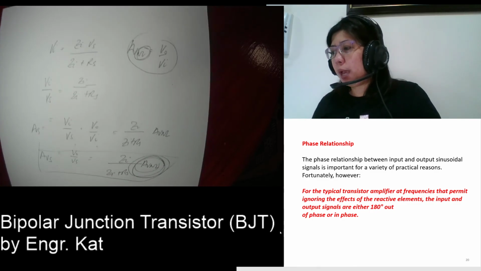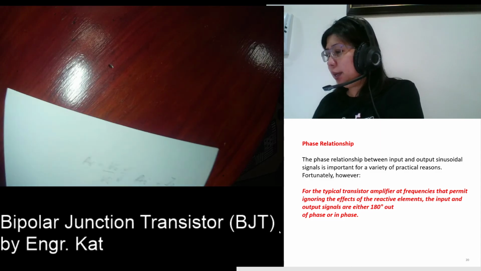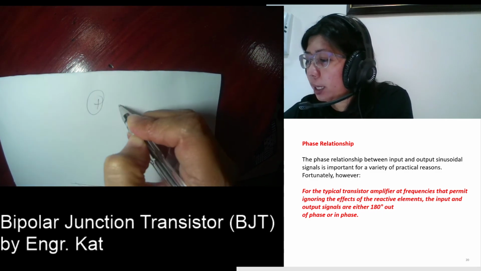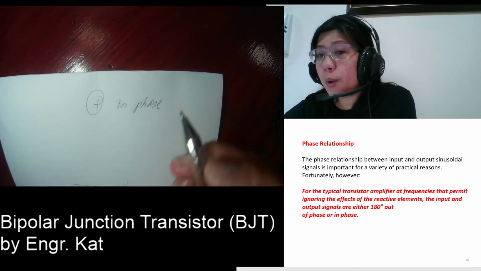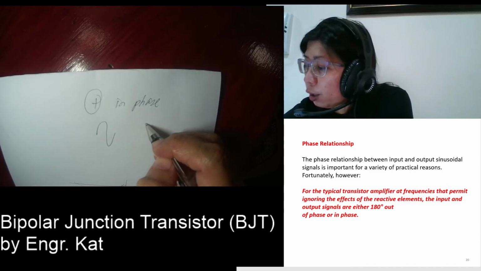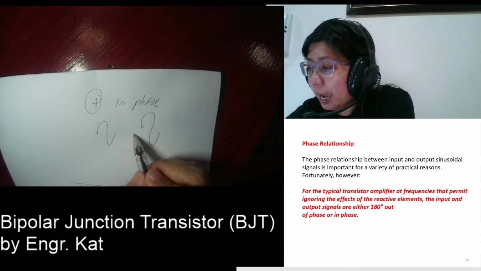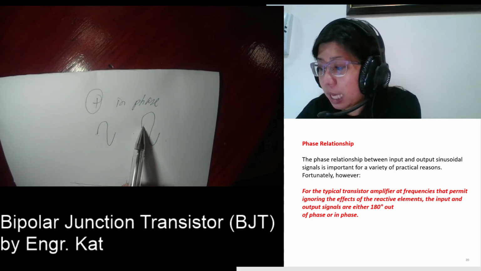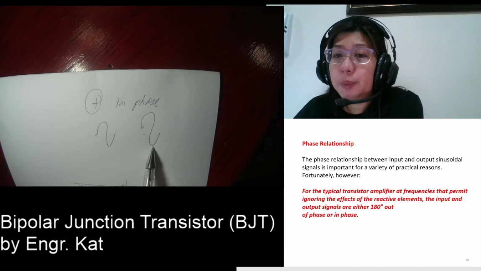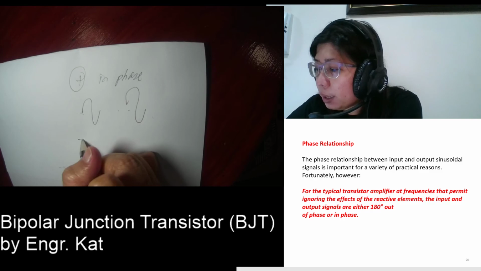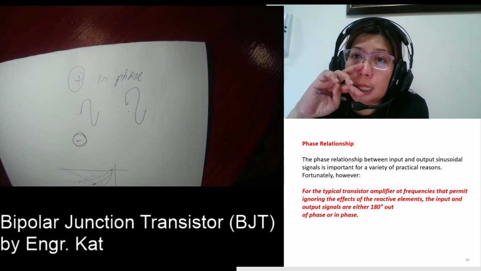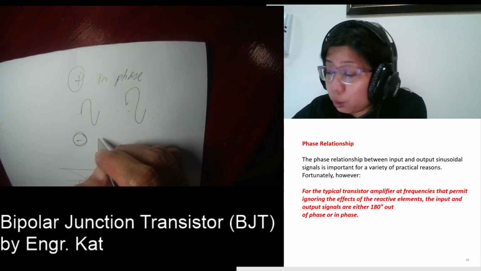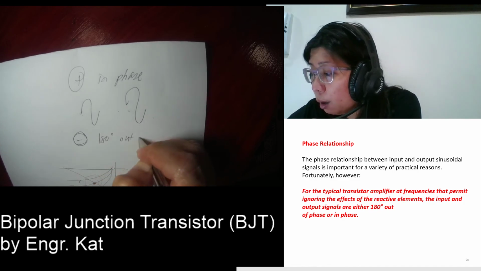Now, just like what we have seen earlier in the voltage gain class. So when your voltage gain is positive, that means it is in phase. So what do we mean by that? If this is your input, your output is amplified, but it has the same phase. So if this is positive half cycle, this is also a positive half cycle. If this is negative half cycle, this is also negative half cycle. Okay? But if you see a negative sign, just like what we have seen in the current gain situation, it is said to be 180 degrees out of phase.